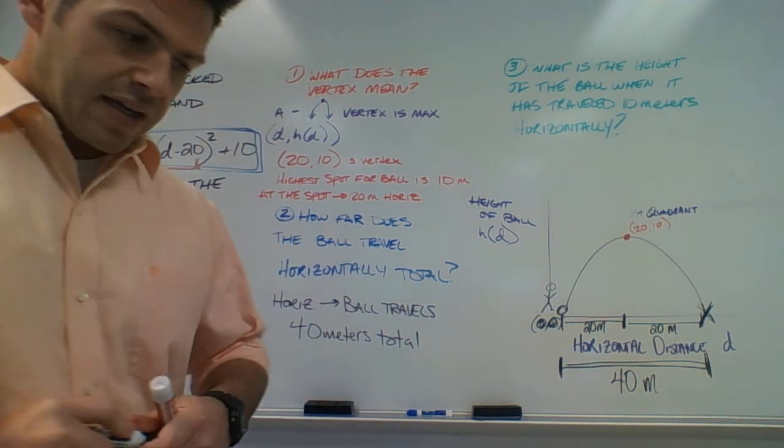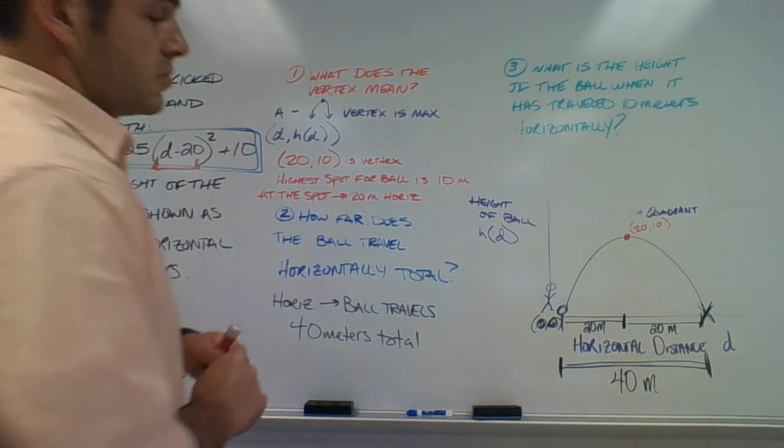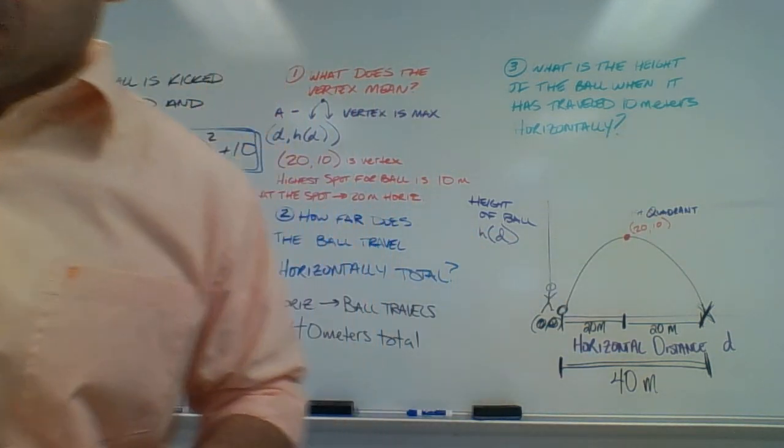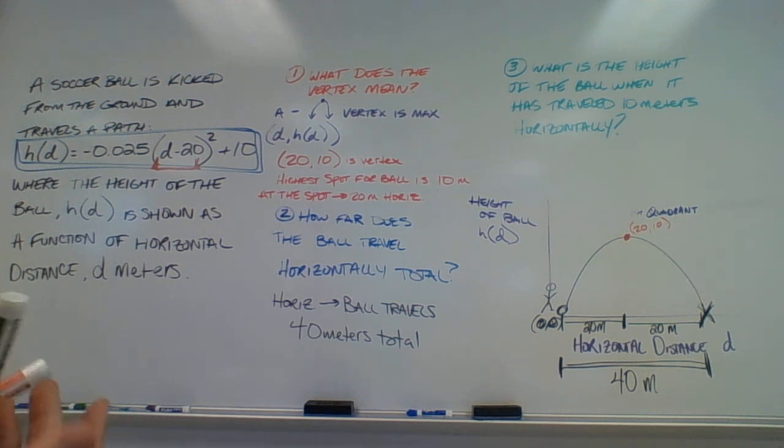So from when we kick to the vertex, it's 20 meters. And from the vertex back down to the ground, it's another 20 meters, since that parabola there has a vertex, and the vertex is acting as a midpoint for us.